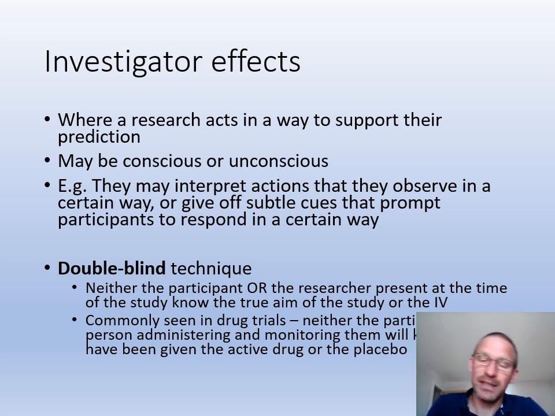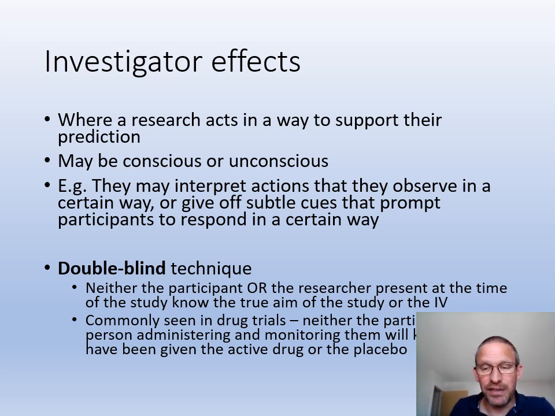Double blind. We had single blind before, where the participant doesn't know the true aims. Double blind, neither does the researcher present at the time of the study. So you've got a participant, you've got somebody overseeing the study at that time in that place, but they don't need to know the true aim and nature of the study. They just need to know what needs to be done at that time, what is required of the participants, what they need to say, what they need to measure, all of that. Now, if that person doesn't know the true aim of the study, if they don't know the true independent variable in all of this, then that should greatly reduce the risk of investigator effects as well.